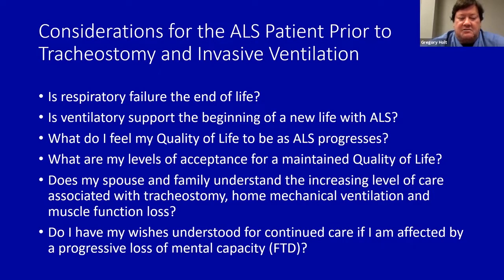These are the things that you go over in your own mind before you have the conversations with your family and spouse. But have that idea that it's not a decision that you make lightly, that you're considering everybody else around you, and you're considering the things that will go along with it as things progress. But this last one, I cannot stress this last part enough. Do I have my wishes understood for continued care if I'm affected by progressive loss of mental capacity, frontotemporal dementia?